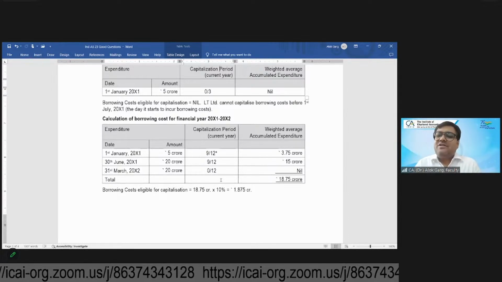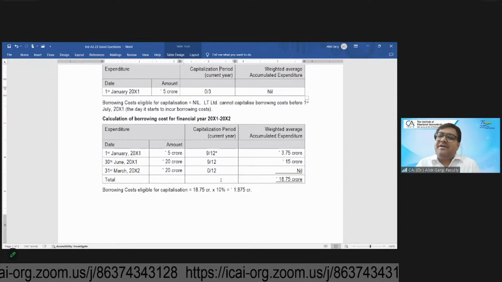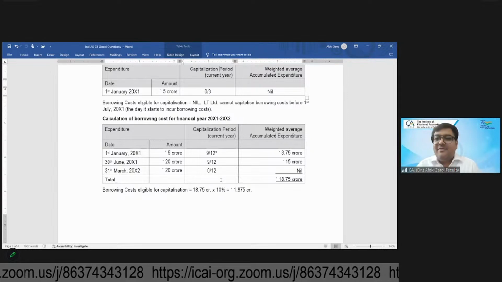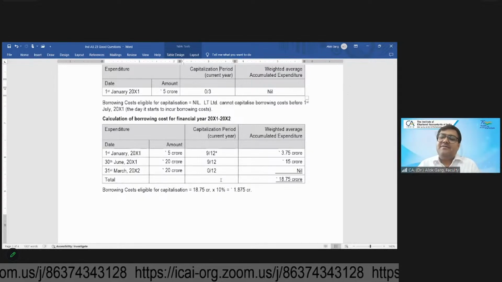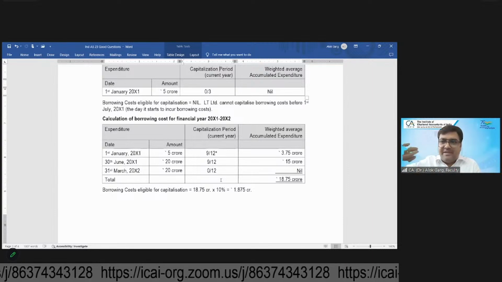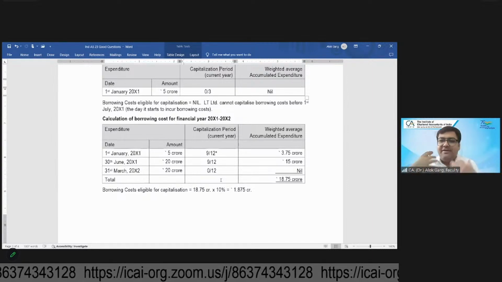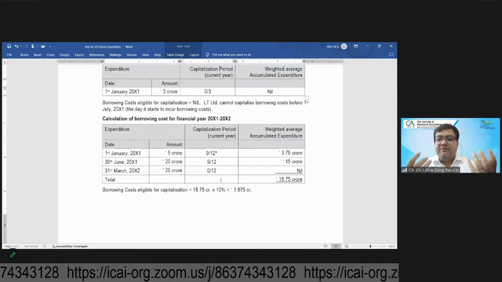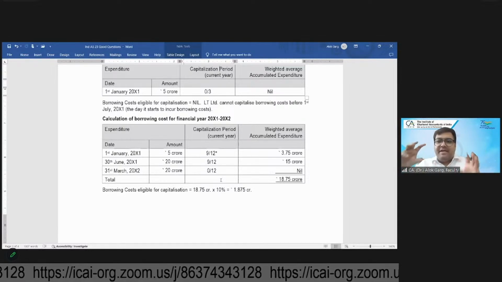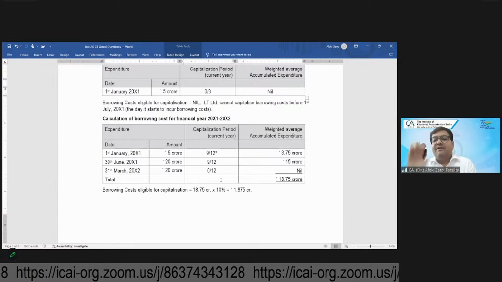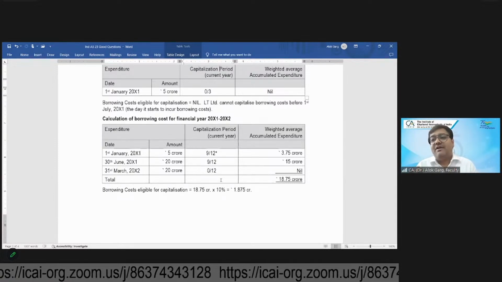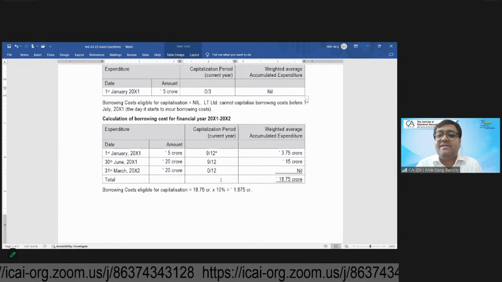So this is only a single borrowing, which is a debenture at 10%. The borrowing has been taken on 1st July. The rate of interest is 10%. Correct? For the time we have incurred the expenditure, we take that expenditure, multiply by the time period, multiply by the interest rate. It will give you the amount of interest which is going to be capitalized.